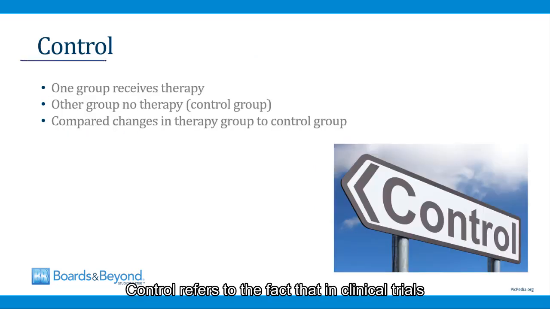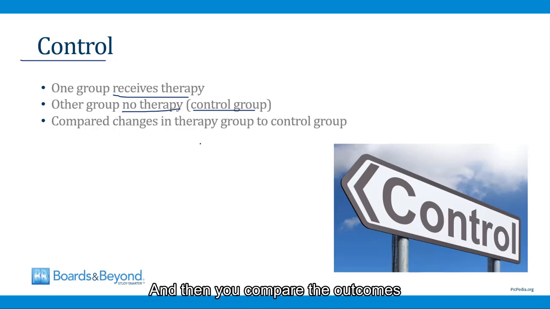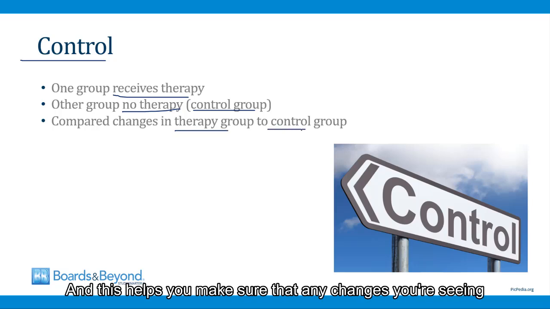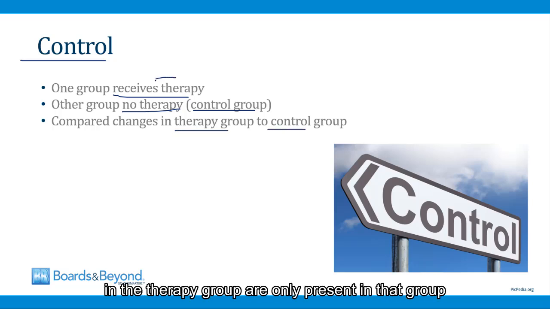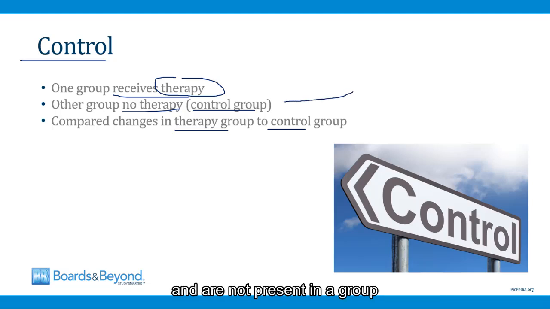Control refers to the fact that in clinical trials, one group receives therapy, this might be a drug or a surgery, but then you have another similar group that receives no therapy. This is called the control group. And then you compare the outcomes in the therapy group to the control group. And this helps you make sure that any changes you're seeing in the therapy group are only present in that group receiving the intervention like the drug or therapy and are not present in a group not receiving the intervention.